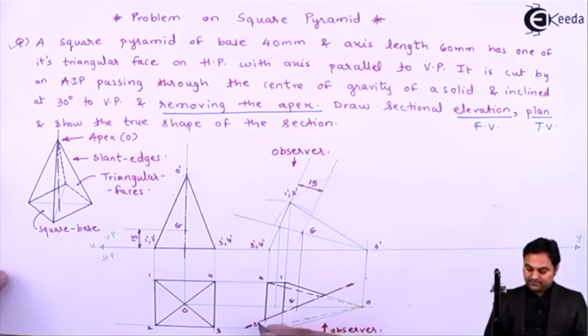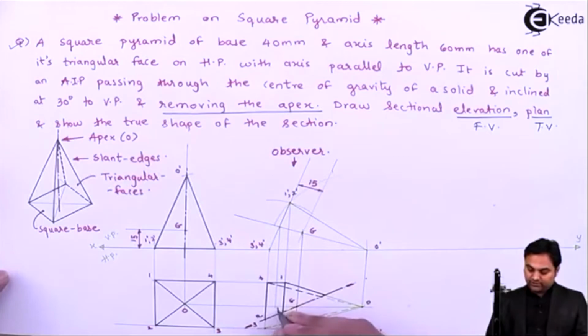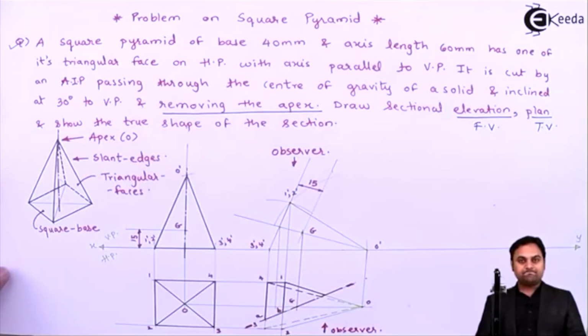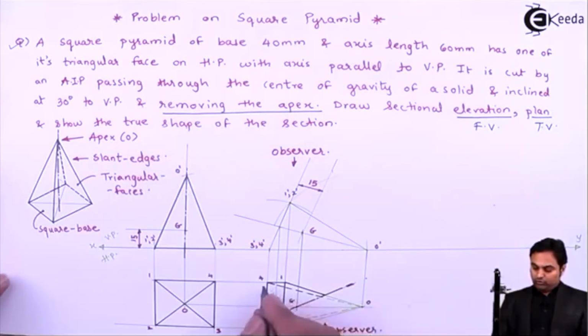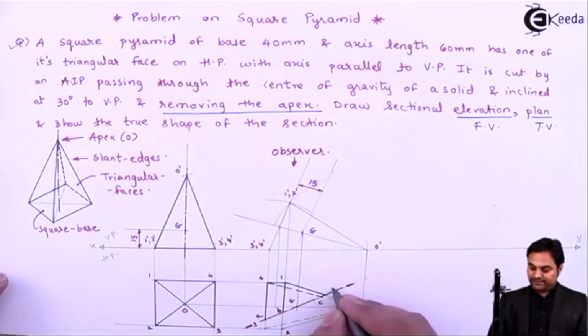I'll give that as point A. Then it is cutting edge 1 to 2 at this location, point B. O to 4 has been cut at this location, so this will be C, and O to 1 is being cut here, so that will be D.